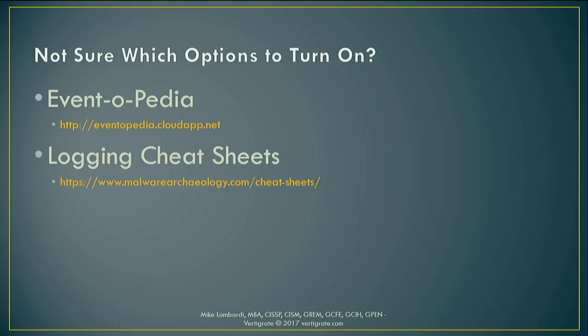Eventopedia. You can come at it from an event ID. You can come at it from the advanced auditing entry as to whether, if I enable this, what event am I going to get, and be able to customize your own. And if you're not sure where to start, then I suggest starting with the logging cheat sheets at malwarearchaeology.com. That's where I started when I got into really diving into logs.